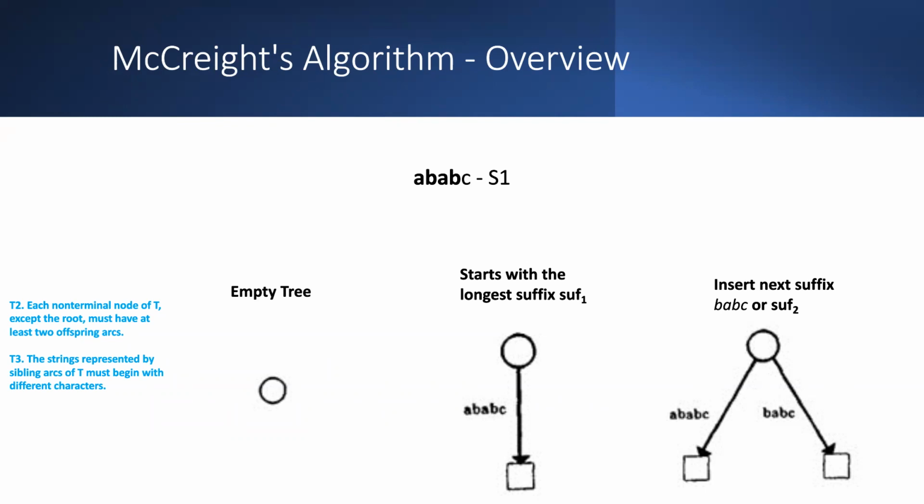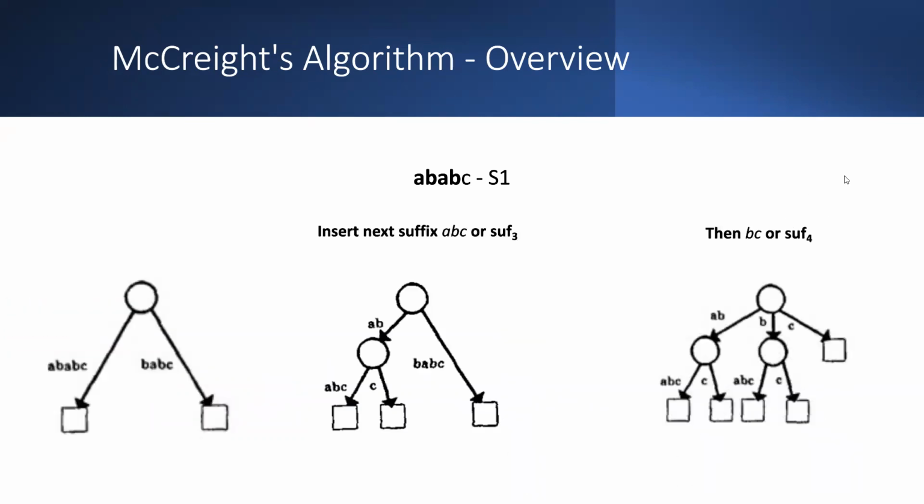Then we move on to the next part of the string, which is BABC, which is SUF2, and then we create a new node out of that. So now that we've created those two nodes, we go to SUF3.